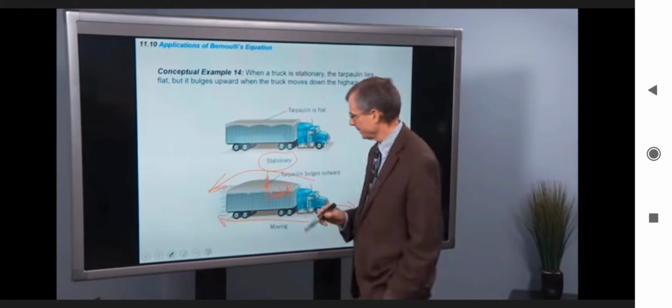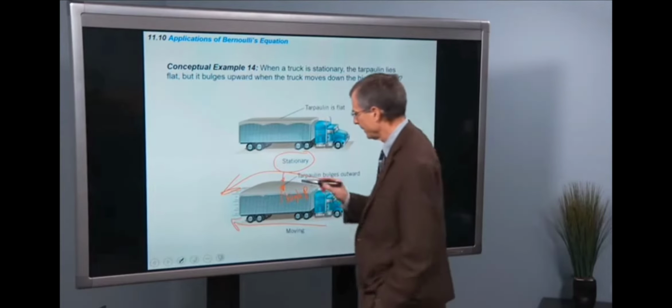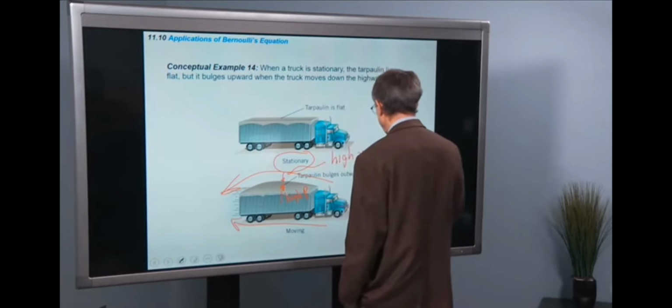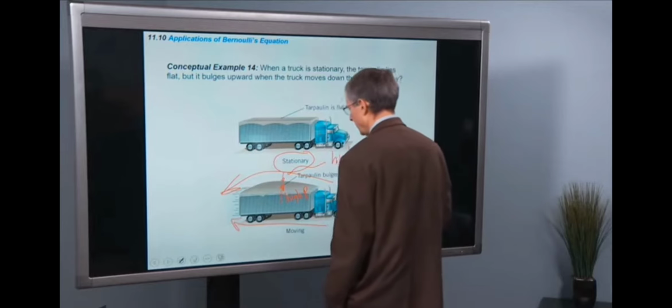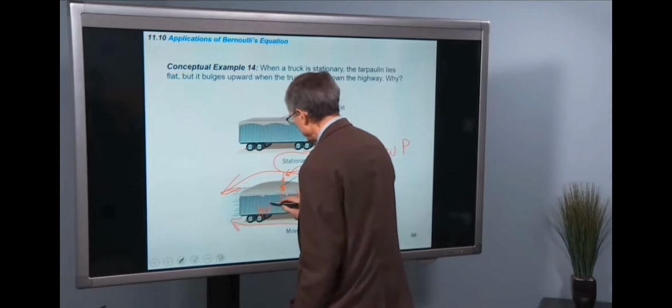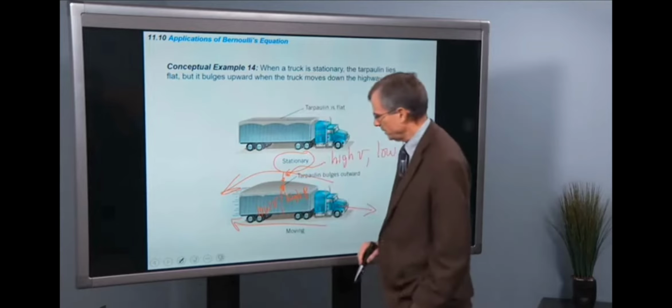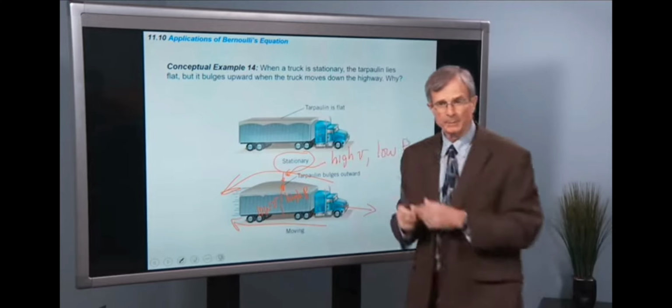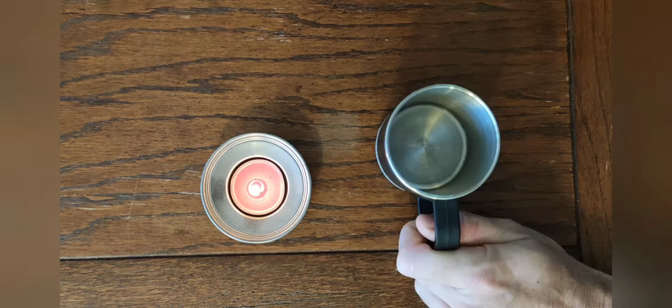Here, Professor Edwards is describing how the air is flowing over the truck. So high V and a low P on top. And here we have a low V and a high P. So the pressure is higher underneath, that causes the tarp to come up. No, the air is pulling on the tarp like the air is pulling on a sail.